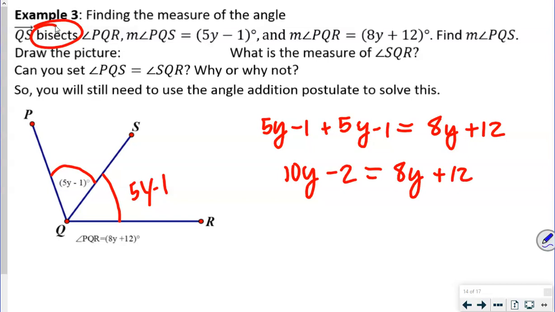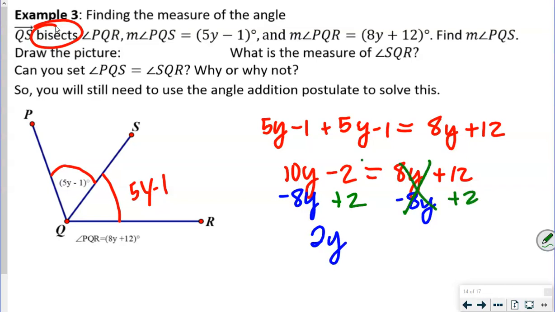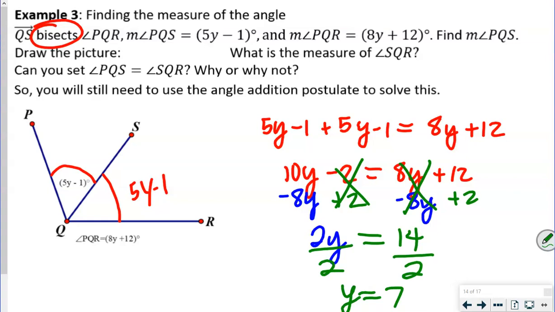So we're going to go ahead and subtract the 8y from both sides. That's going to give us 2y over here. We're going to add 2 to both sides. And notice that went away from there. Now that's gone from there, and that's going to be equal to 14. Then we're going to divide both sides by 2, right? So y, remember we always do opposite actions. Okay, so now we have that y is equal to 7.